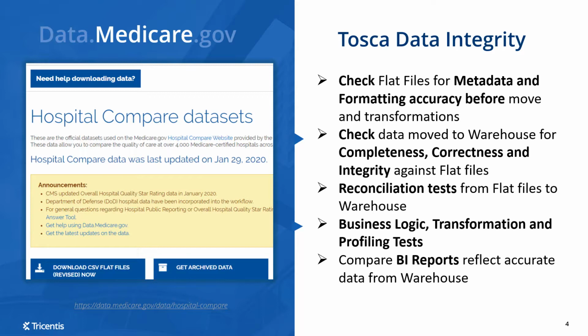Medicare makes this data available publicly, so for today's example, we have downloaded all the Medicare datasets, which are a number of flat files in CSV format. And throughout the warehouse, we've set up an environment and done certain checks. We can do metadata and formatting checks on the flat files, and as it gets moved and transformed throughout the warehouse, we can do other types of testing.